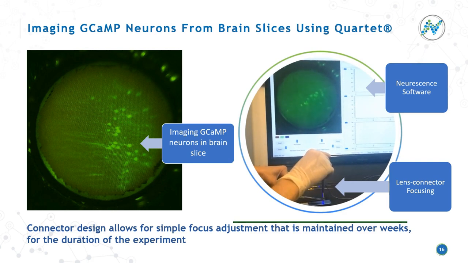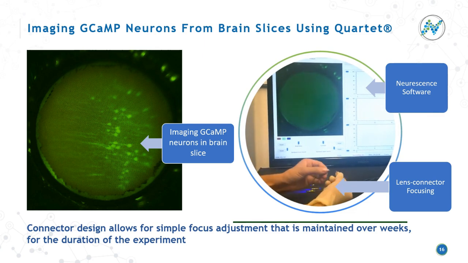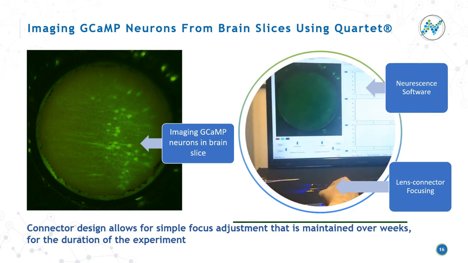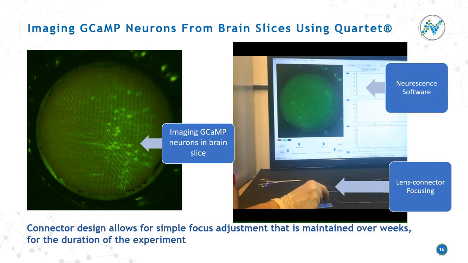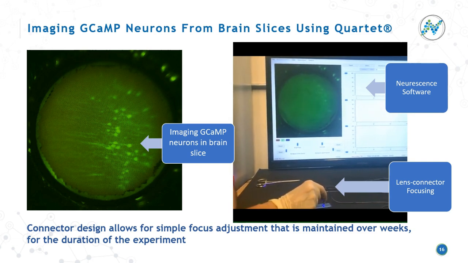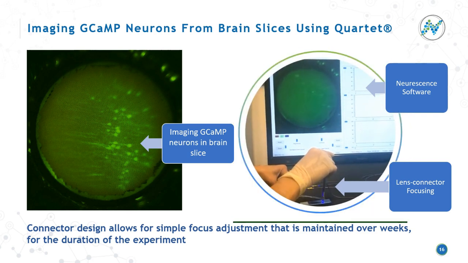Now, what is being shown on the right is a capability that is specific to the Neurescence multiscopes. This capability is a focus lock mechanism. What it is is that once you connect the fiber to the implanted lens, depending on where the neurons are relative to the lens, you need to focus on the neurons. So you do the focusing, and here I'm doing the focusing on the brain slice.